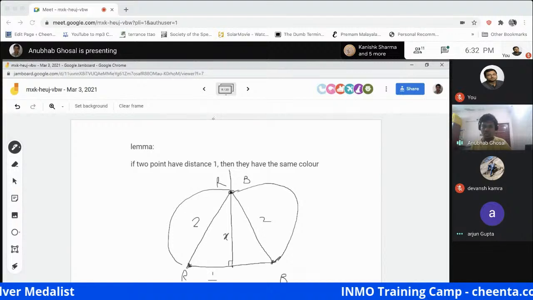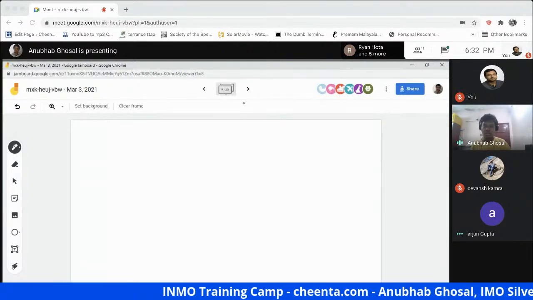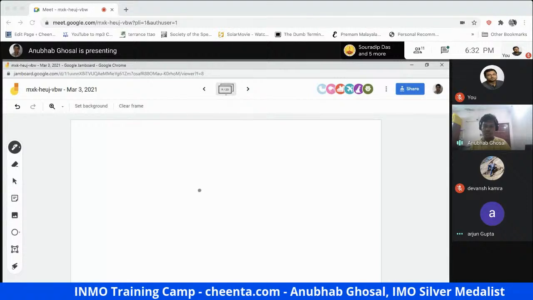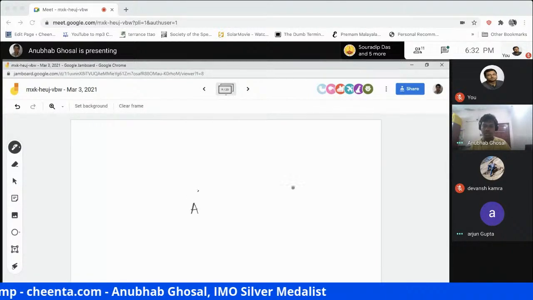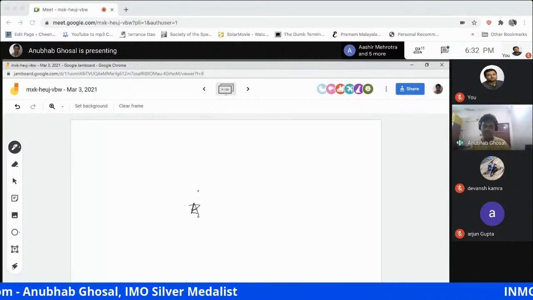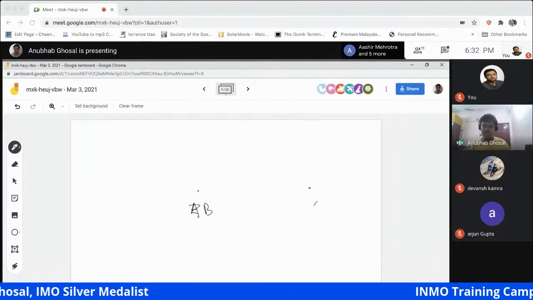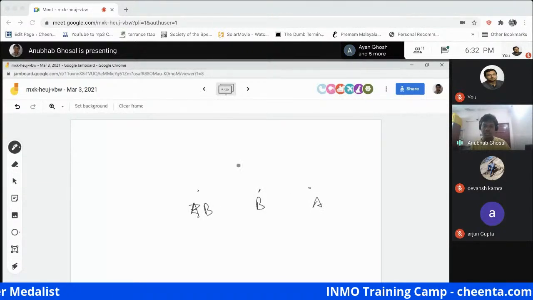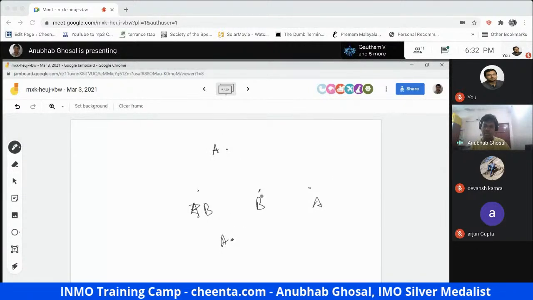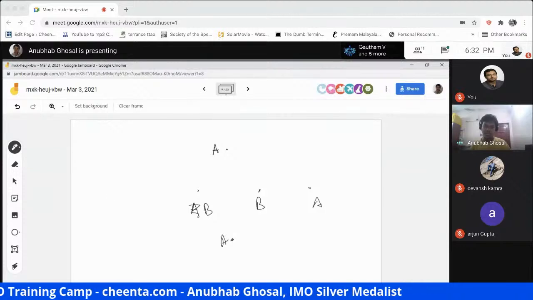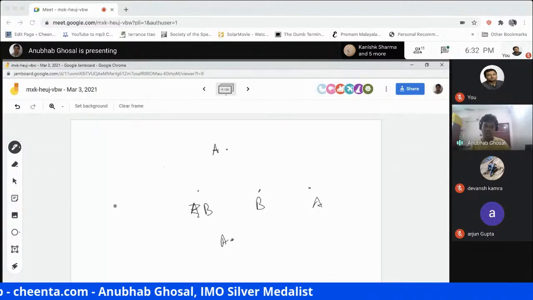Okay, so let's do the whole proof together now. Firstly, we proved that any 2 points which are at distance 2 apart have the same color, because if they had different colors, say this is B and this is A, then this is B without loss of generality, and then these 2 points have to be A, and so we have found an equilateral triangle of side length √3. So any 2 points which are distance 2 apart have to be of the same color.